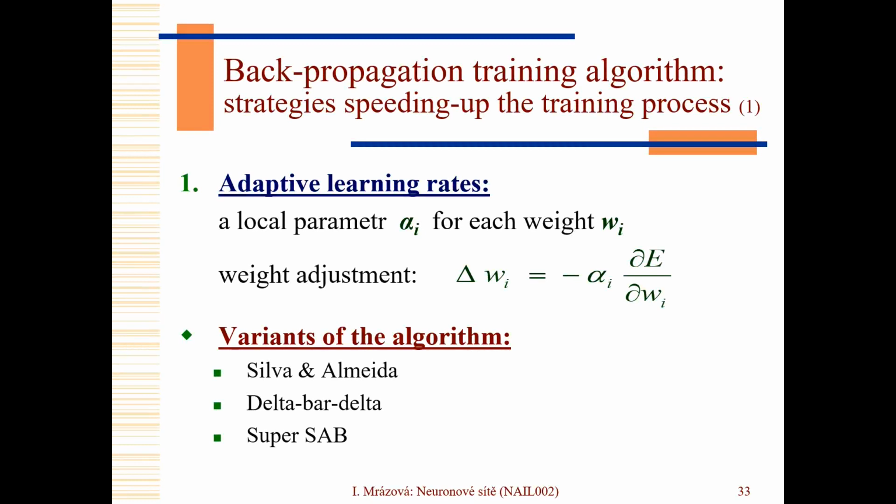In this video, we will discuss possible options we have to speed up the training process in multi-layered neural networks. The first type of methods, the so-called adaptive learning rates methods, allow us to set a separate learning rate for each of the weights and thresholds and also allow us to change this parameter during training.